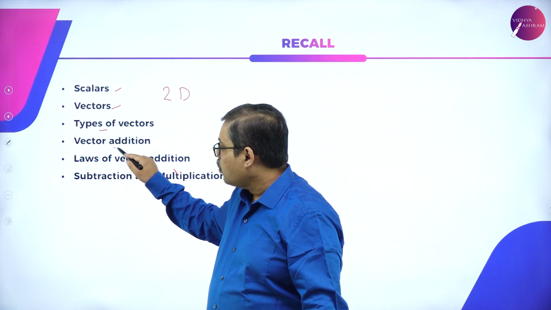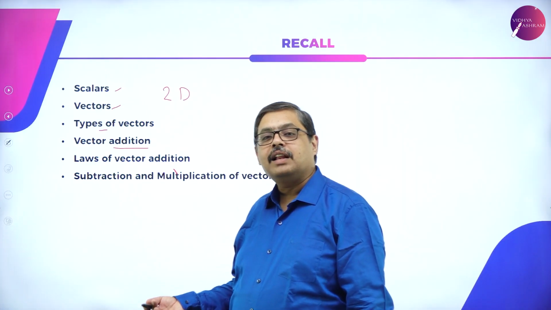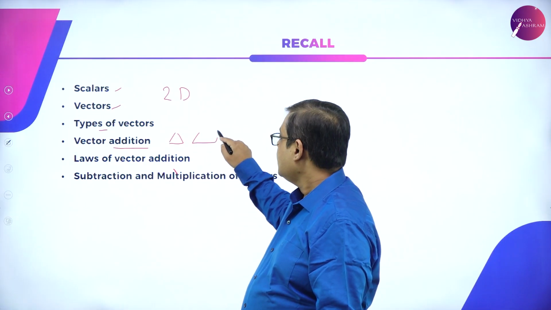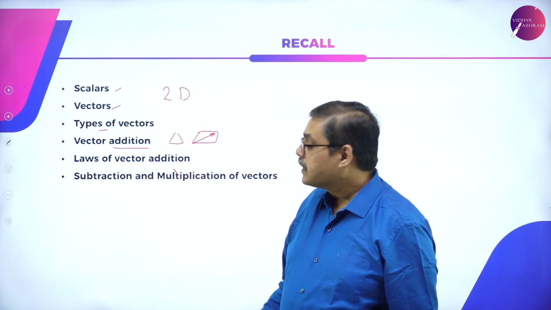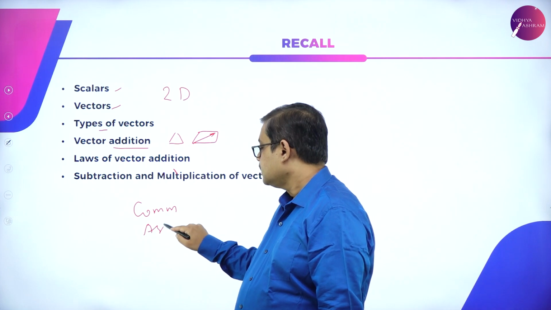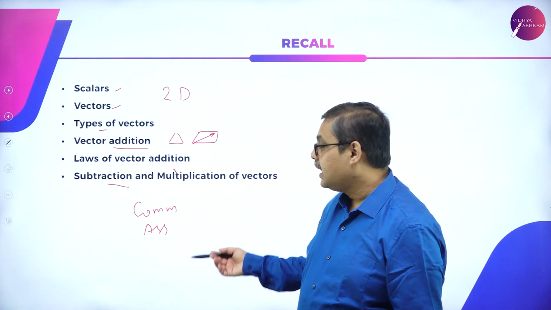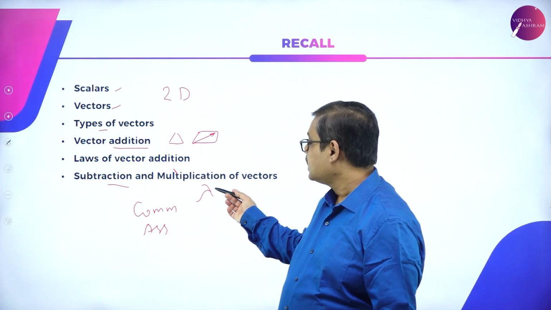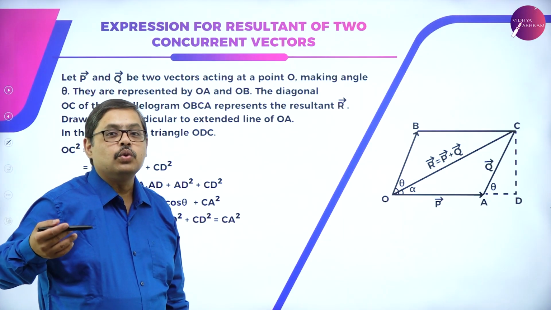We also studied how we could operate on vectors. We initially studied vector addition, two laws that help us add vectors: the triangular law of vector addition and the parallelogram law of vector addition. We also understood that vector addition is both commutative as well as associative. We also studied subtracting two vectors and scalar multiplication of a vector, that is, multiplying a vector with a real number. Let us move on and understand what we can do with vectors.